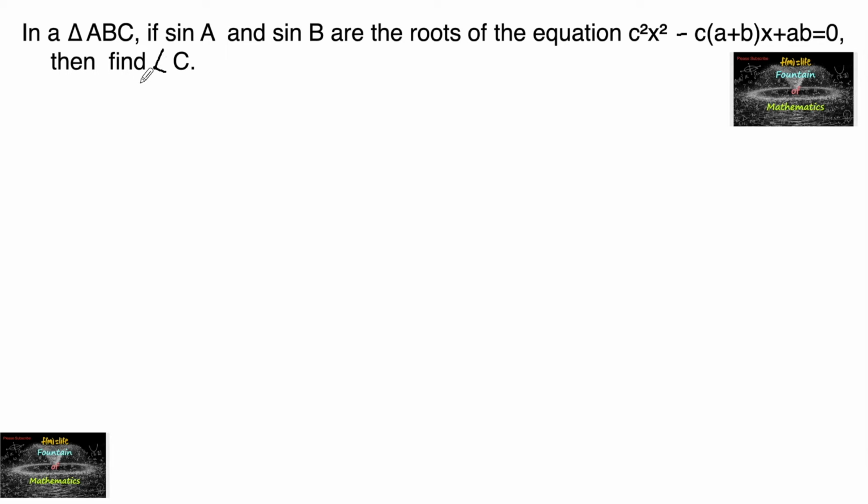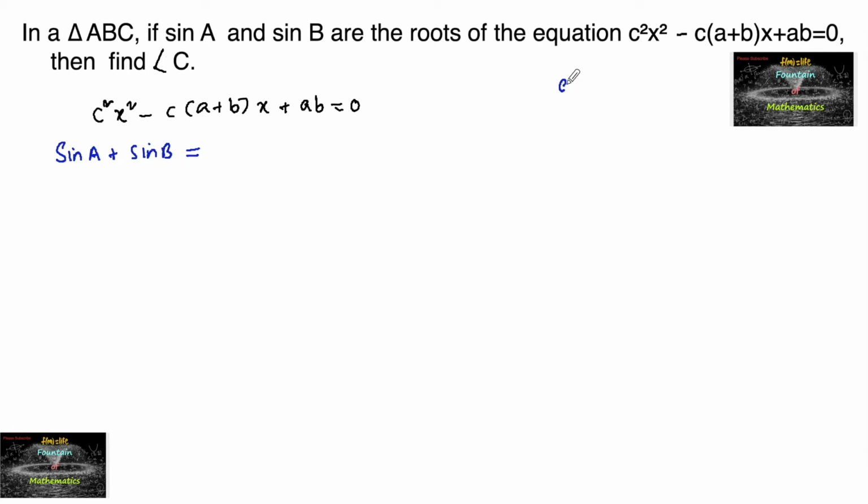In a triangle ABC, if sin A and sin B are the roots of the equation c square x square minus c of (a plus b) x plus ab equals to 0, then find angle C. Since sin A and sin B are the roots, we can write the sum of the roots: sin A plus sin B is equal to minus b upon a.